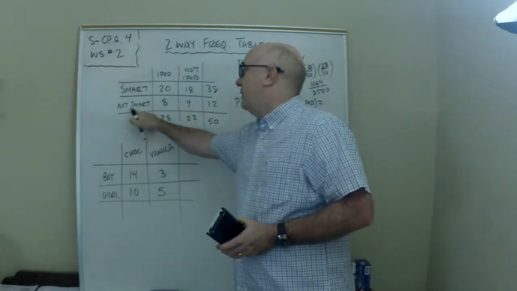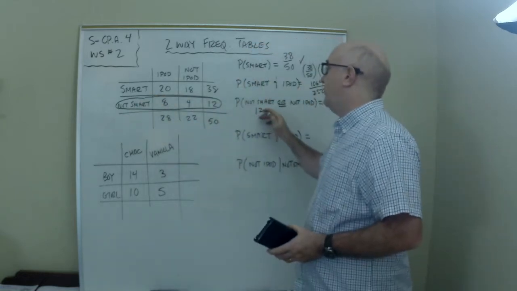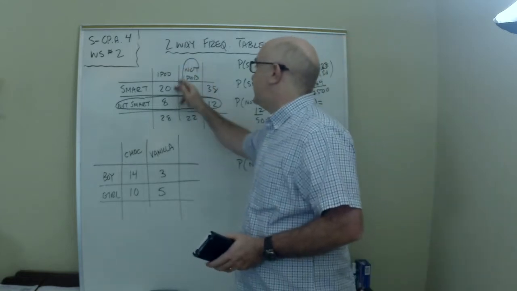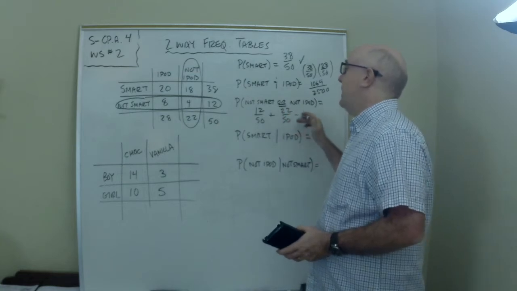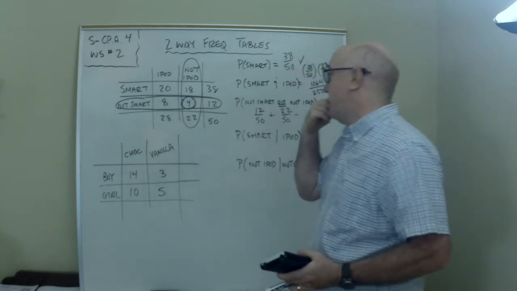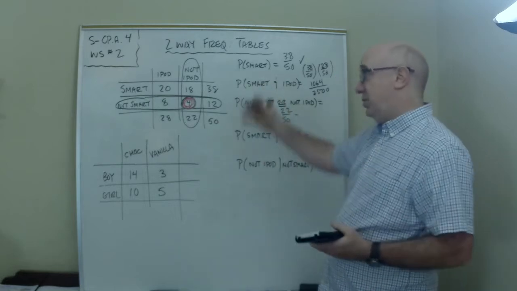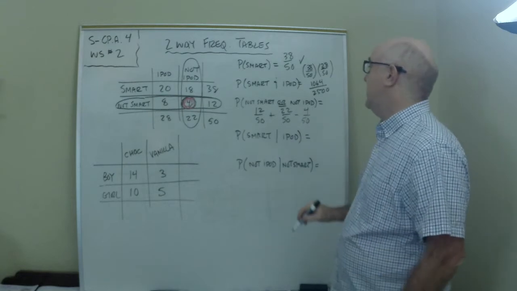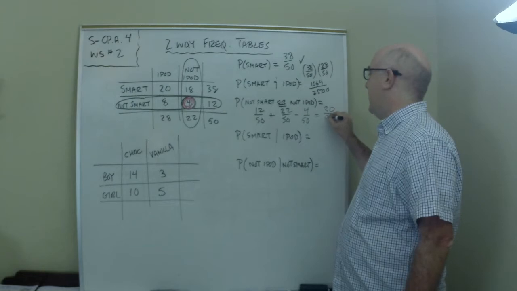What's the probability of not owning a smartphone? That's this category here, so it's 12 out of the 50. Added to not owning an iPod, that is this group, 12 out of 50. But you'll notice, and that's why I circled this, that the 4 right here is double counted because of the column and row. So I'm going to subtract the 4 that I counted twice. So I get 34, so that would be 20 out of 50.